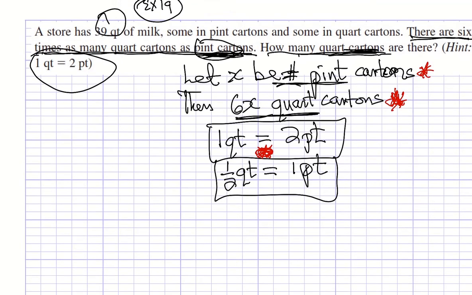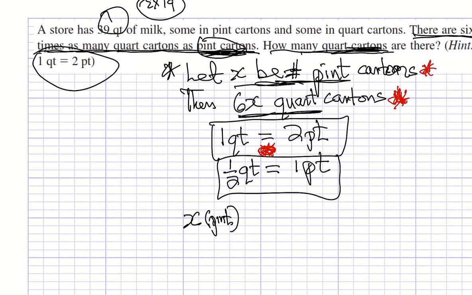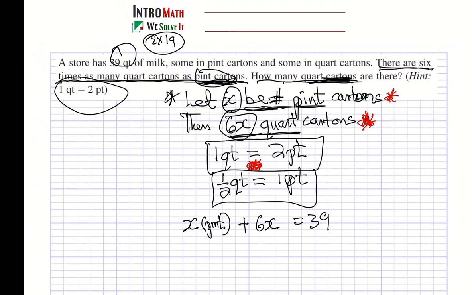Okay. So the total they have. If you say this is X, this is in pint, because that's what we said here. So basically it says X plus 6X equals 39, right? Because we said let X be there, and then we said let 6X be there. There are 6 times as many quart cartons as pint.